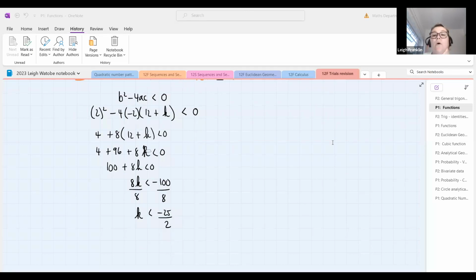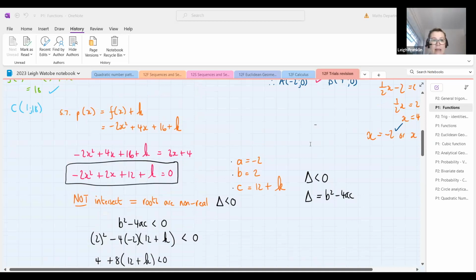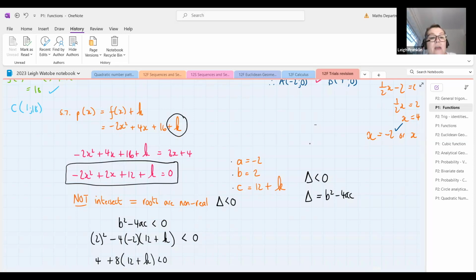Where did we get 12 plus k? So Kalipa, I'm just going up again. Remember they told us that p of x was equal to f of x plus k. So we had to introduce or add k onto f of x. Then they told us to solve for those values of k for which these two graphs do not intersect. So when we made them equal and we took the 2x over to the other side and the 4 over to the other side, it was the 16 minus the 4 that gave us the 12. So that's where 12 plus k comes from.